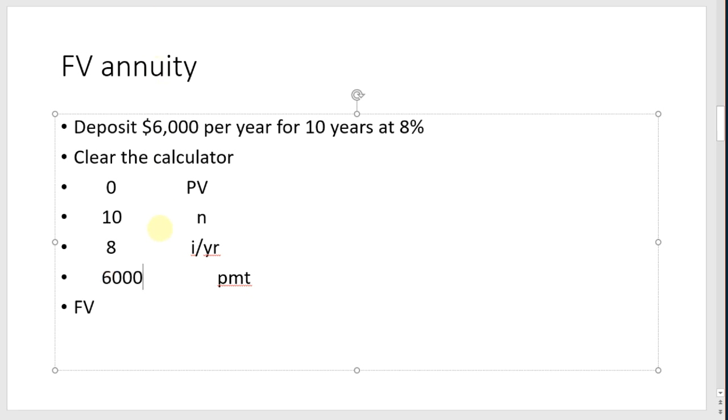Now, if you think about it, we just put in 10 payments of 6,000. So the future value, the amount we have at the end of 10 years, better be more than 60,000. If it's not, we made a mistake. But again, we just need to hit the future value key. And here's what I get. I get 89,919. I've rounded that off to the nearest dollar because we don't need to worry about pennies. So this is how much we would have in 10 years.